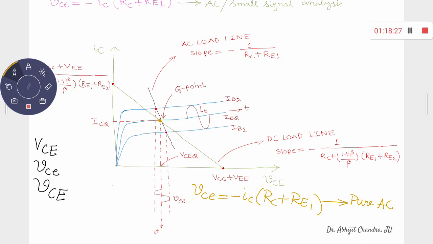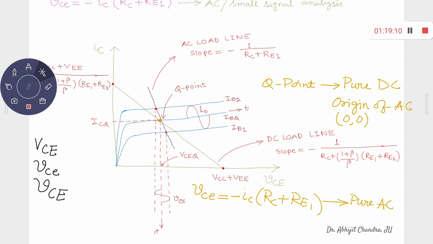So whenever I write Q point, that means pure DC, or I can say the origin of AC. Origin means 0, 0. Right? So already I have got this expression: vc is equal to minus ic times RC plus RE1. It passes through the origin of AC, that means the 0, 0 of AC. So I have to locate the 0, 0 of AC. What is that? This point. The Q point. Right?